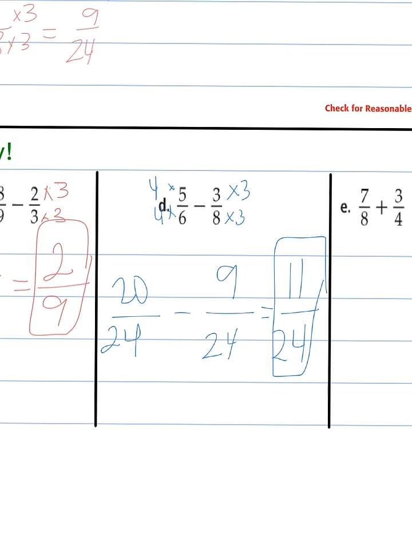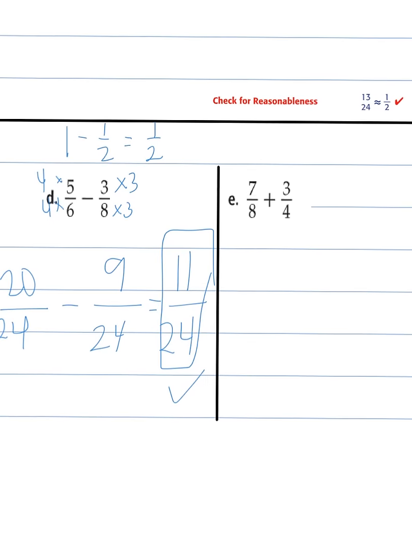And for this one, if we were to estimate, again, 5/6 is close to 1, 3/8 is close to 1/2, so 1 minus 1/2 should be close to 1/2, and 11/24 is pretty close to 1/2, so our answer does make sense. It is a good idea to always do that check to see if your answer makes sense.